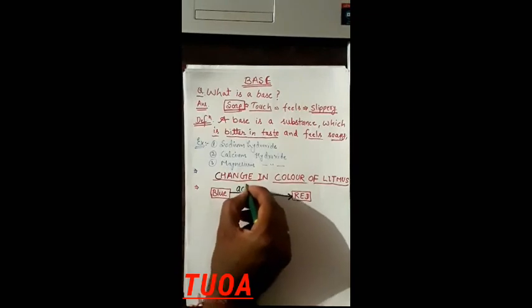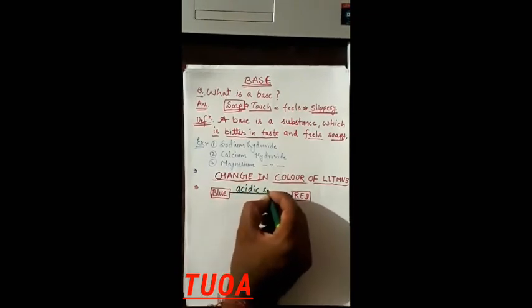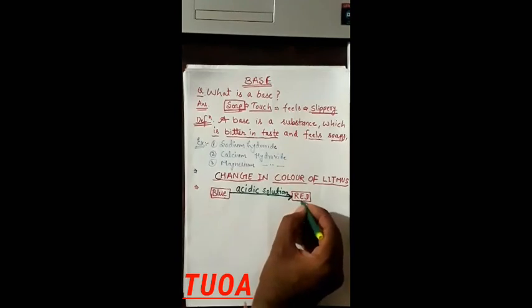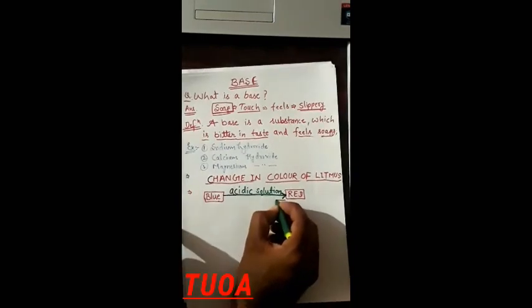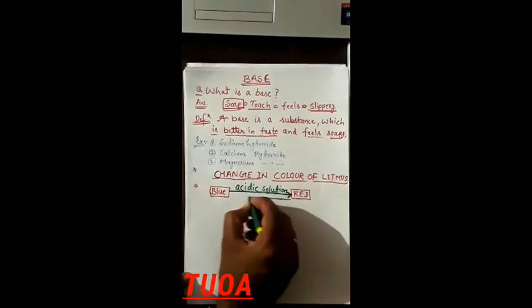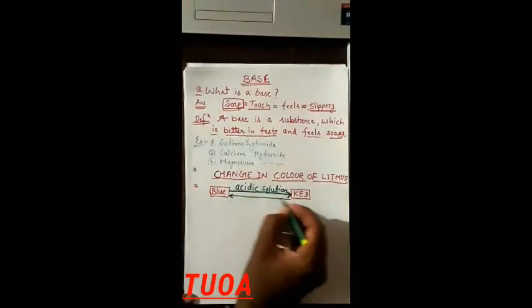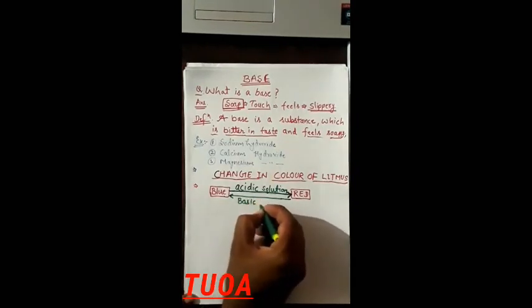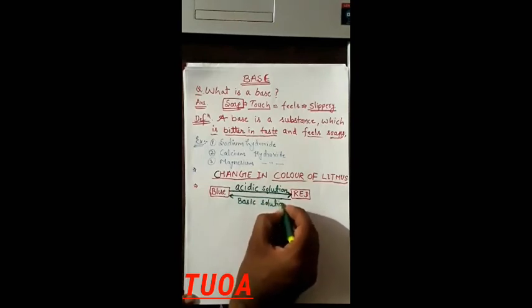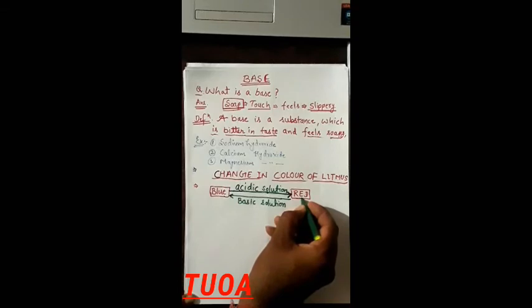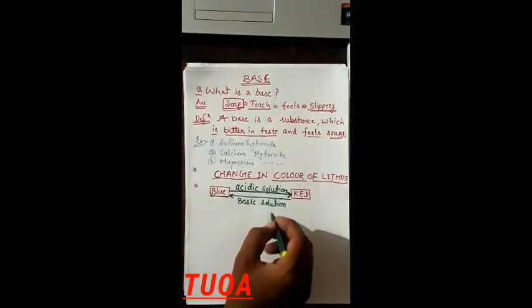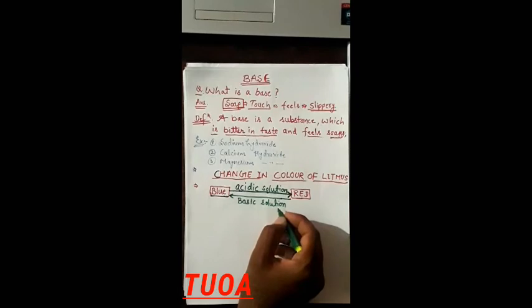Now, if we go for an acidic solution, if you put a blue litmus paper in an acidic solution, or if we bring a blue litmus paper in contact with an acidic solution, then this acidic solution turns the blue litmus into red one, and the opposite is true for a basic solution. That is, a red litmus paper is turned into blue one. Red litmus is converted into blue litmus by a basic solution.